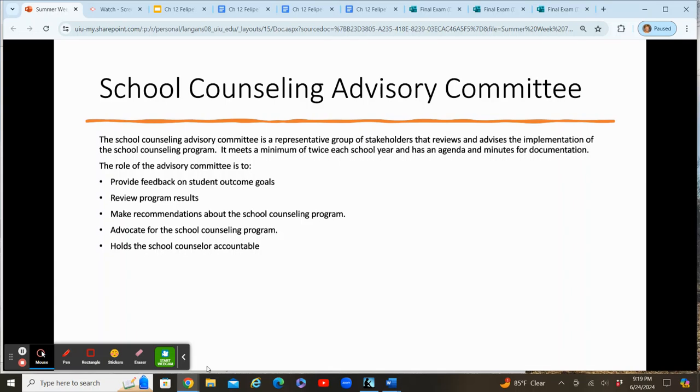They're going to help you advocate. They're going to help you in advocating for the school counseling program, especially the community members. You want people who are going to go out and say, wow, this school counseling program is really on the ball. They're doing some really cool things. Let me tell you what they're doing. And then the School Counselor Advisory Committee also holds school counselors accountable.